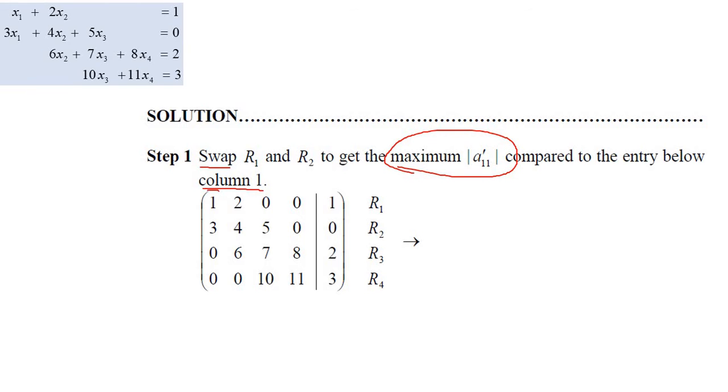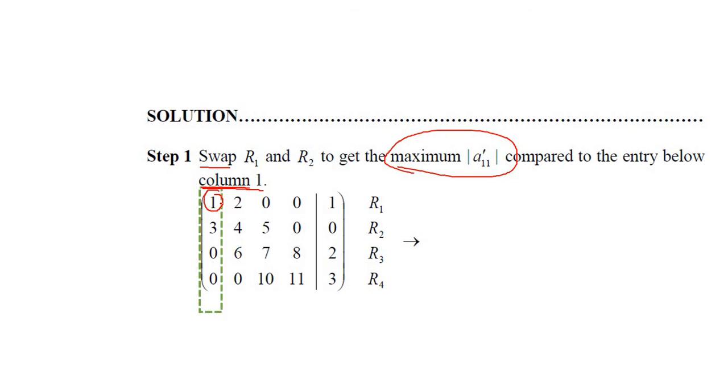So this is our A11. We need to check in the first column: is A11 the maximum? In this case, we have 1, 3, 0, 0. So we can see that 3 is giving the maximum value, so we need to do the swapping.